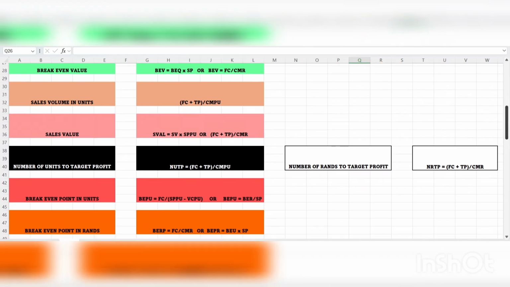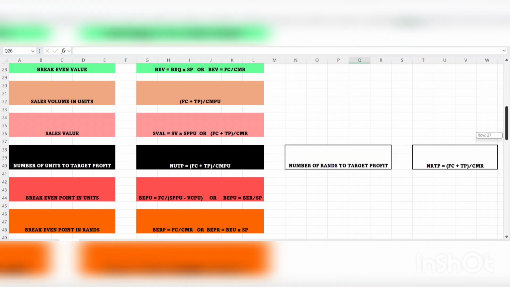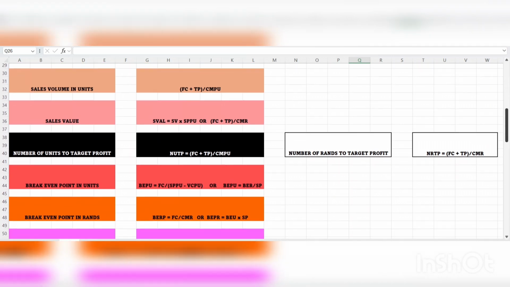To calculate your sales volume in units, it's your fixed cost plus your target profit divided by your contribution margin per unit. Then we have our sales value, which is your sales volume times your selling price per unit, or your fixed cost plus your target profit divided by your contribution margin ratio.